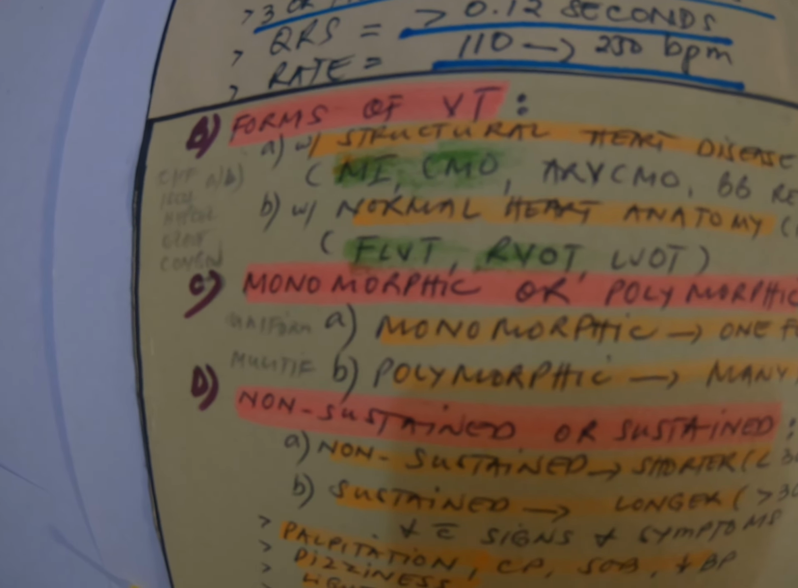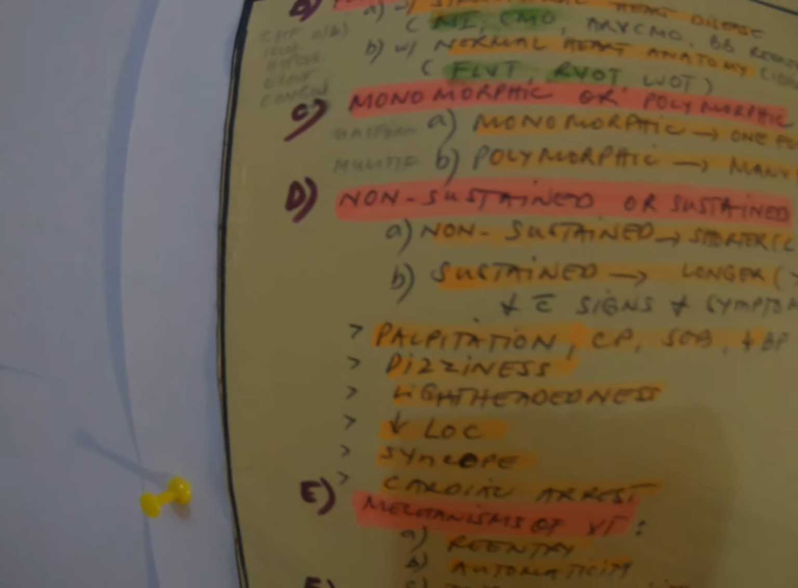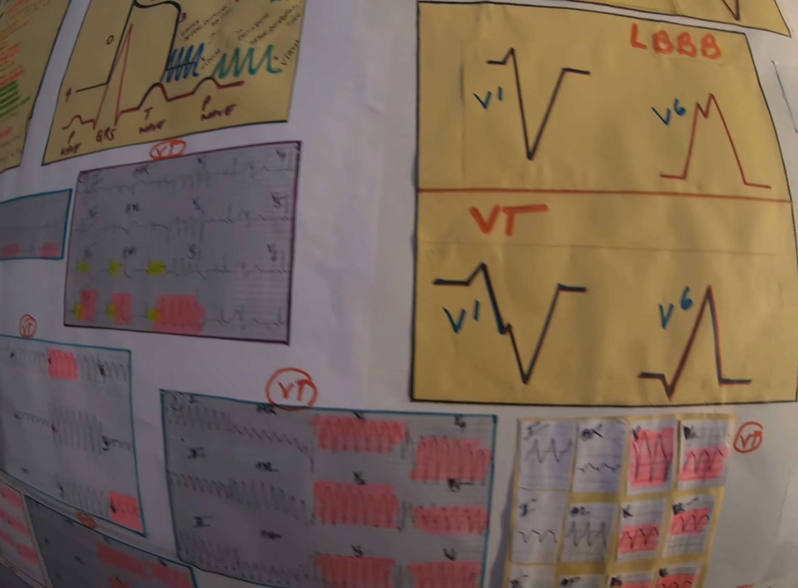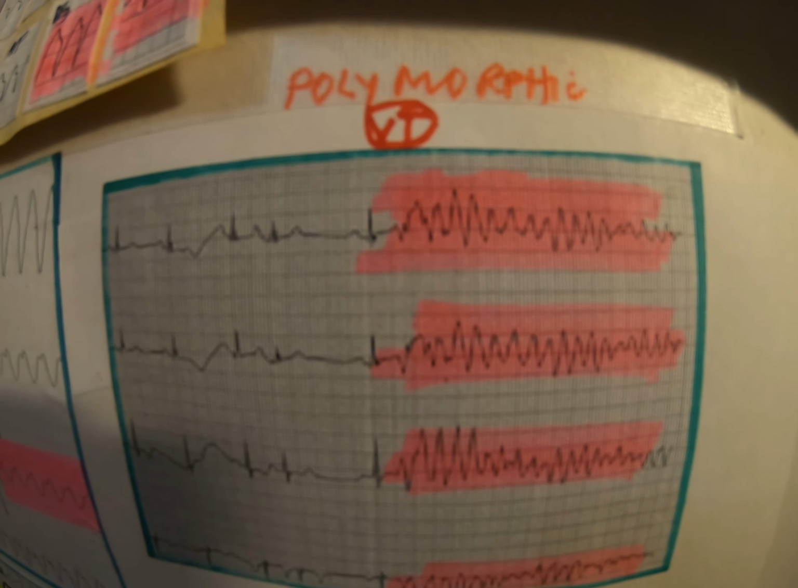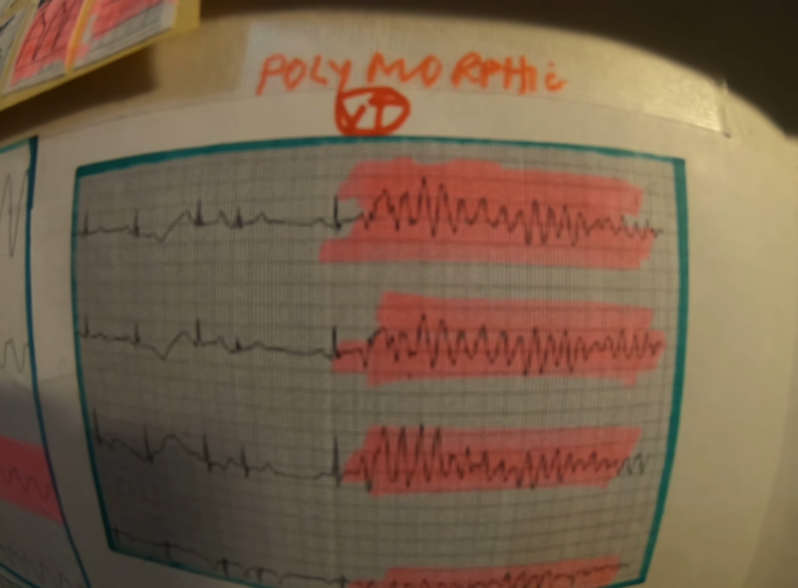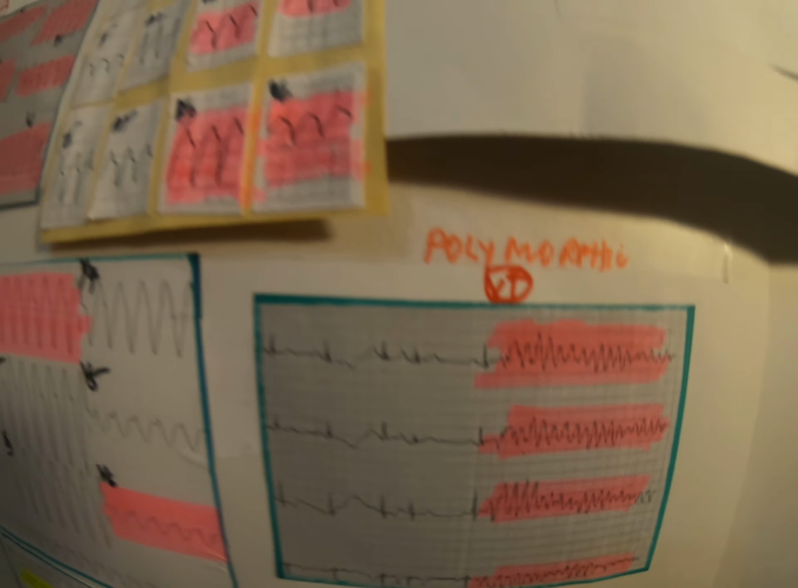Okay, it could also be polymorphic. When you say polymorphic, the VTAC is coming from many foci or from different origins, and the QRSs are not uniform, so they vary. And I'll give you an example of that. We have here the polymorphic VTAC. So you see the QRSs here, they vary. Okay, next.